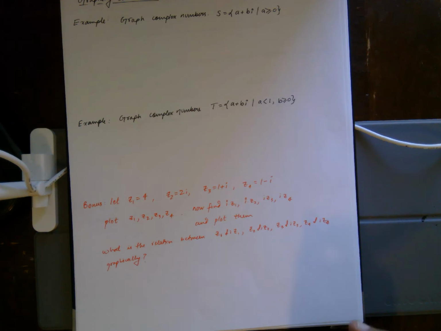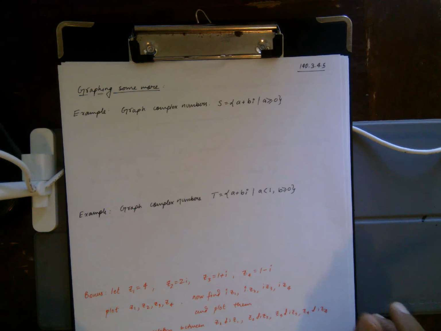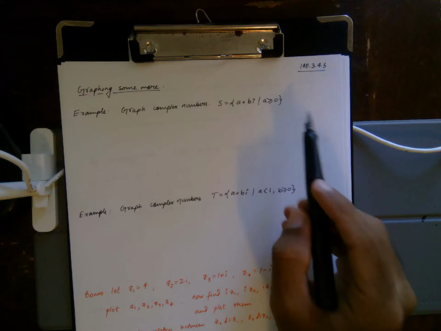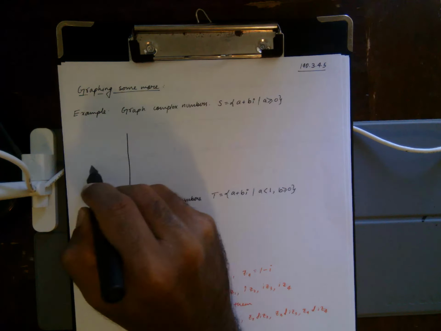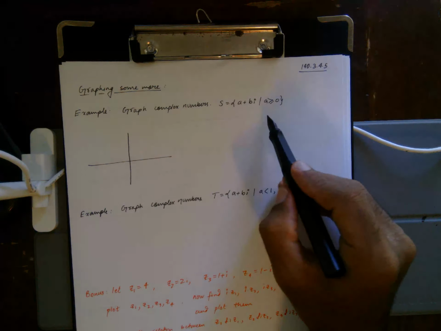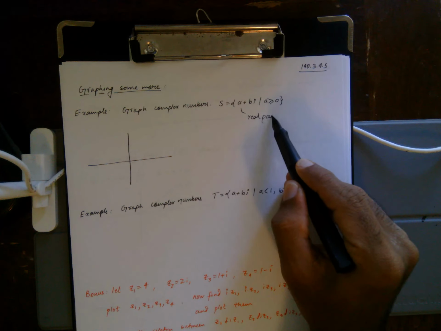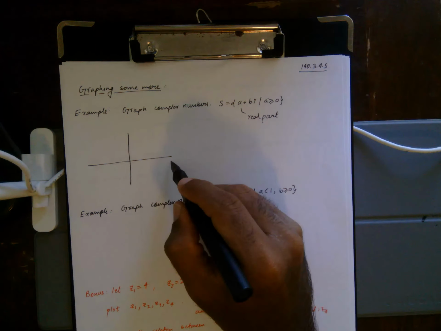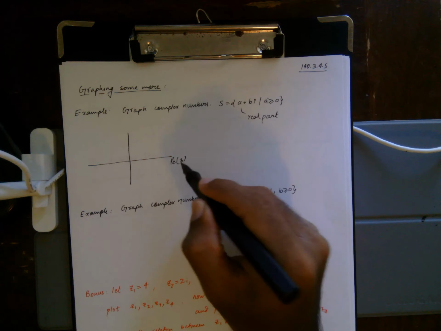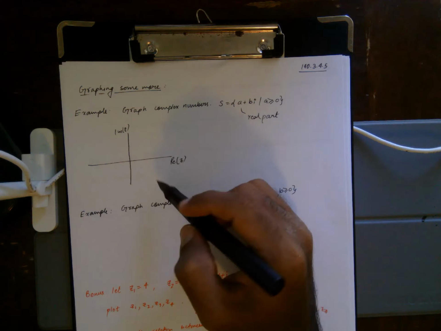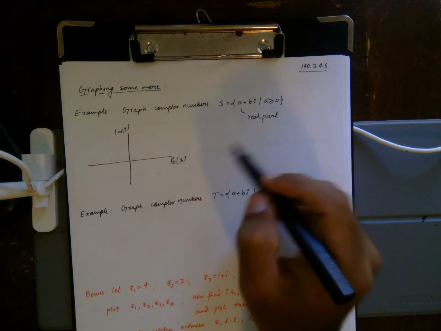Let's look at some more graphing. Say it says graph complex numbers with a greater than or equal to 0. Now this may seem kind of complicated, but what is this saying? What is a? A is the real part, and this is the real part, and this is the imaginary part. Now in this structure, where is this true?